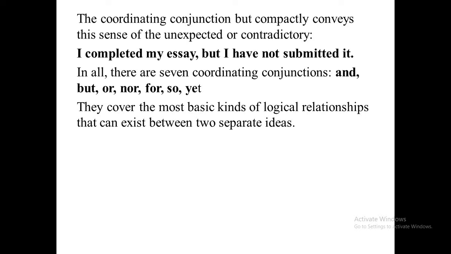Now look at the example. I have completed my essay, but I have not submitted it. We are using a comma. In all, there are 7 coordinating conjunctions. Now we have the 7 conjunctions. Number first is and, number second is but, number third is or, number fourth is nor, number fifth is for, number sixth is so, and number last is yet. They cover the most basic kinds of logical relationships that can exist between two separate ideas.